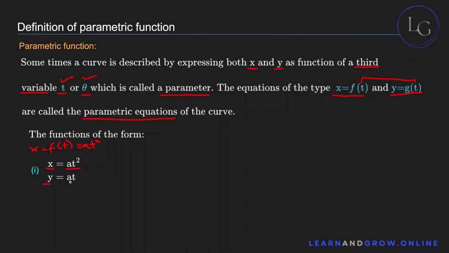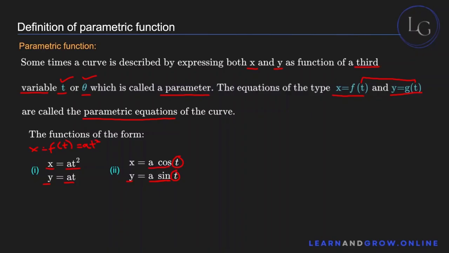Similarly here y is equal to a t. So y is also a function of t, right? Now here's another example. x is equal to a cosine of t. So x again is a function of t. y is equal to a sine of t. So y is also a function of t.